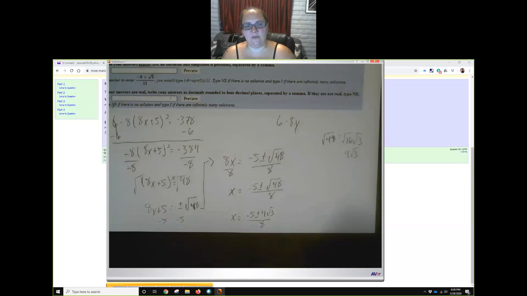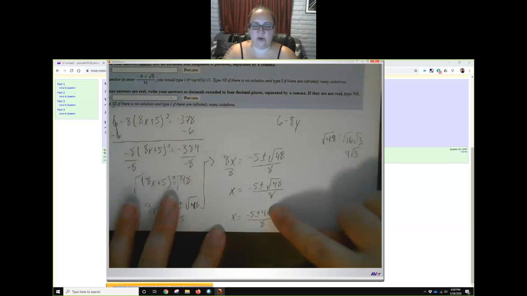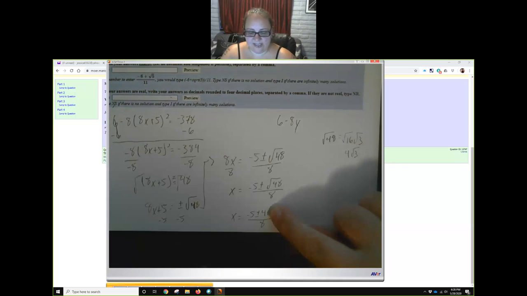And then the last thing that we do to see if we can reduce this is we cover up that square root and we ask ourselves, is there a GCF of all of the numbers that we're looking at? And in this case, there is not. So that means that we're done.